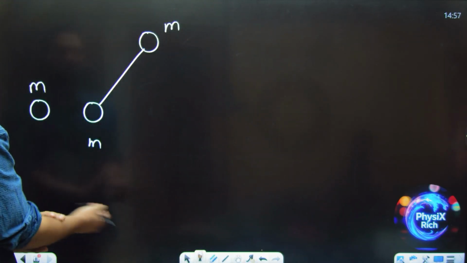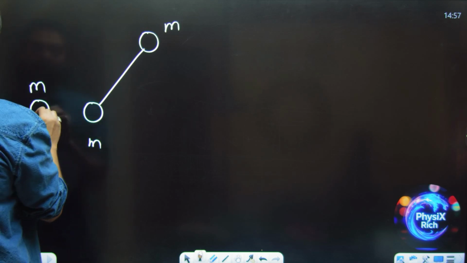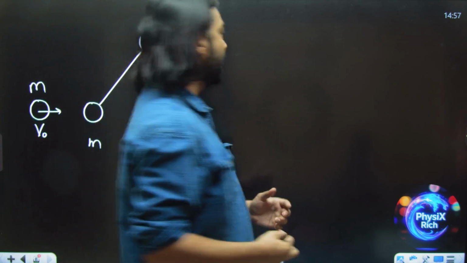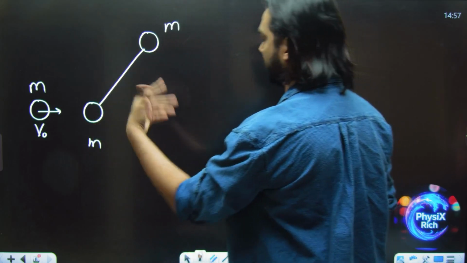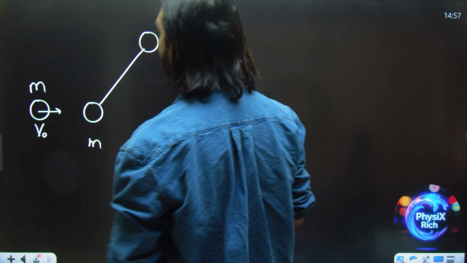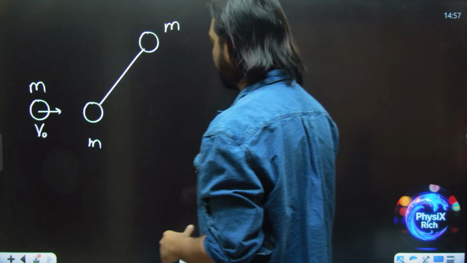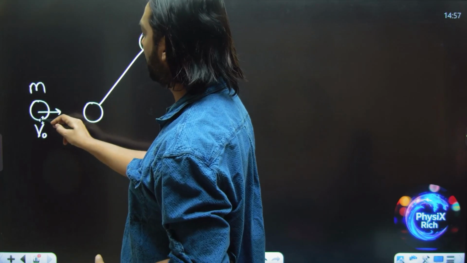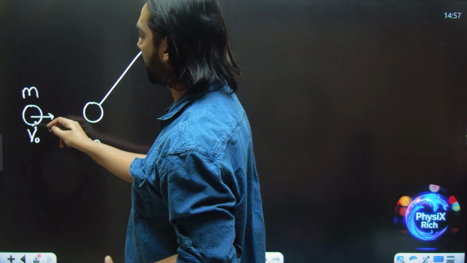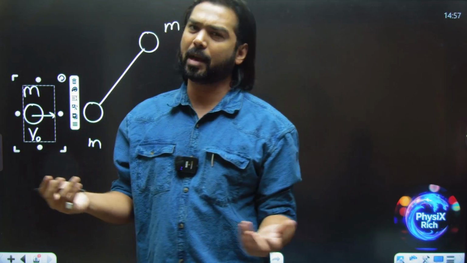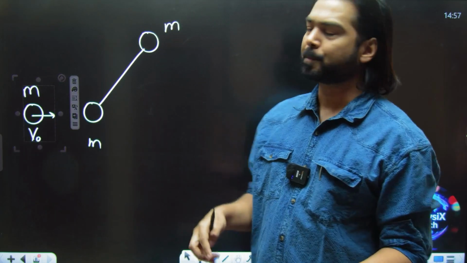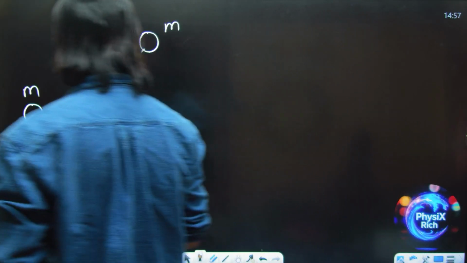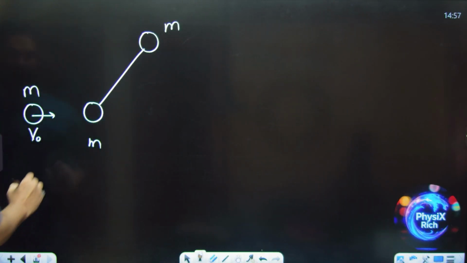See, this ball moves with a velocity of v naught, and these two are at rest. All right, there's no friction anywhere. We are going to assume that this thing comes, hits, and goes back. Or perhaps it doesn't go back. We don't necessarily know if it goes back or if it keeps moving forward. But we can definitely say that this thing will have a velocity of v1.